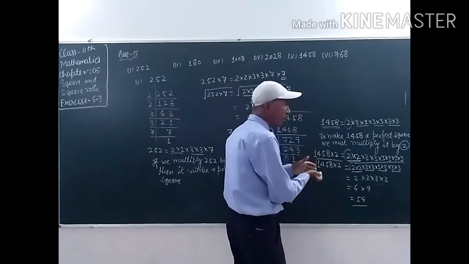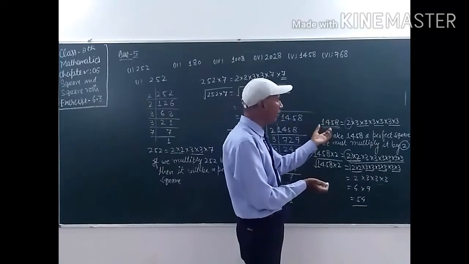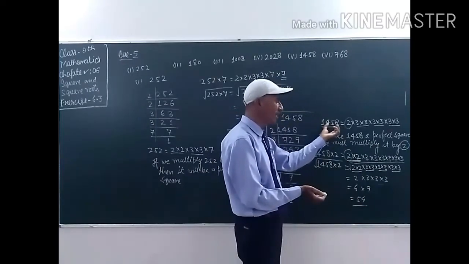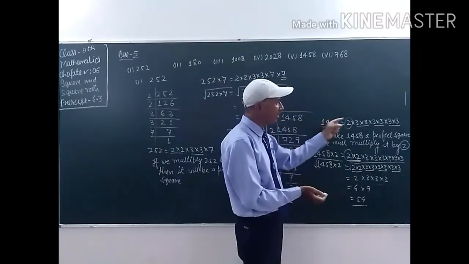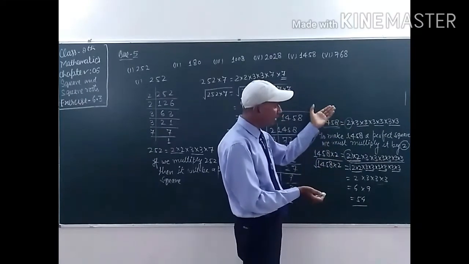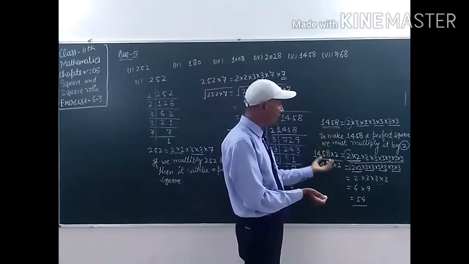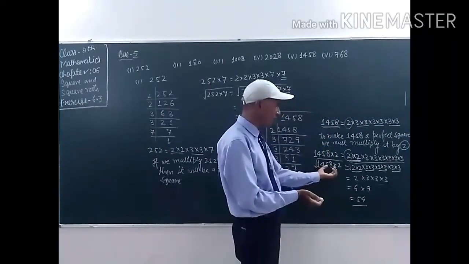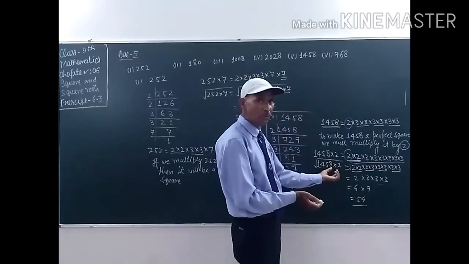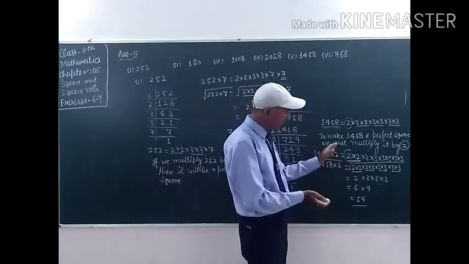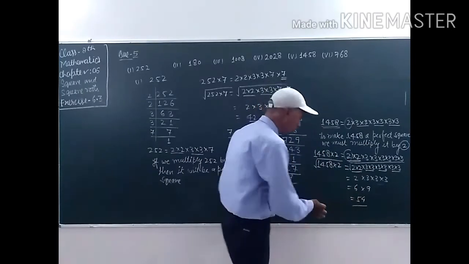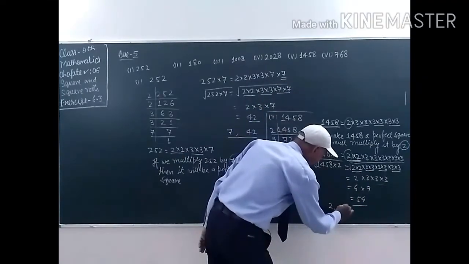The smallest number by which we have to multiply 1458 to make it a perfect square, that is 2, and after that we have obtained the number that is 1458 into 2. Clear, student? So square root of this number is 54. So answer is 2 and 54.